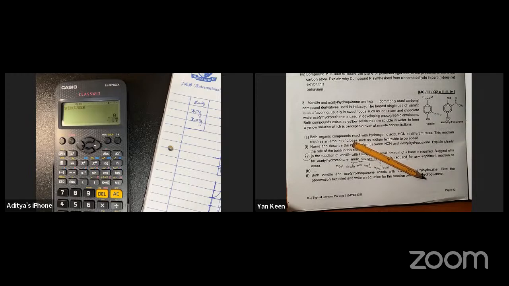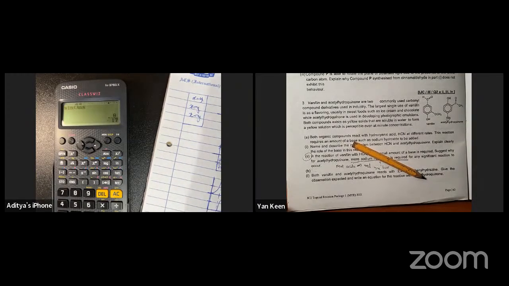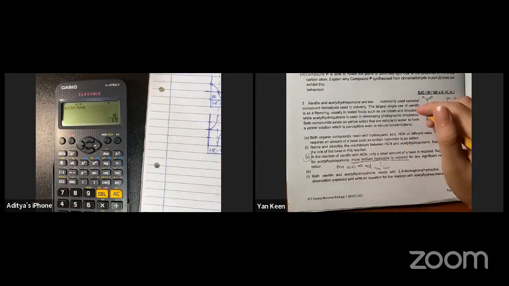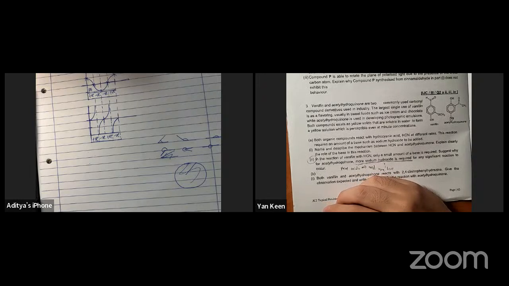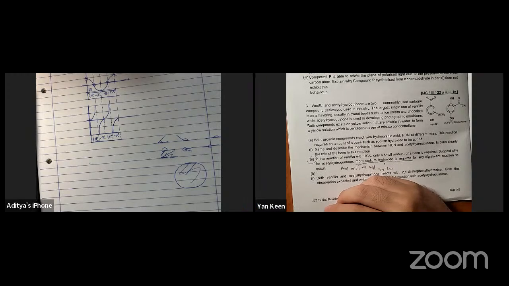Yankeen, your conclusion is phenol is acidic, right? So it requires even more base. I don't understand. The vanillin is already phenol, right? It's phenol, it's ester, and it's also aldehyde, correct? But acetyl hydroquinone, what's the difference in that? They both have a C group. I guess the ester here is neutral, but this one has an extra.